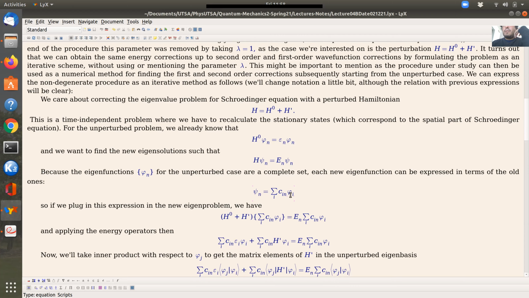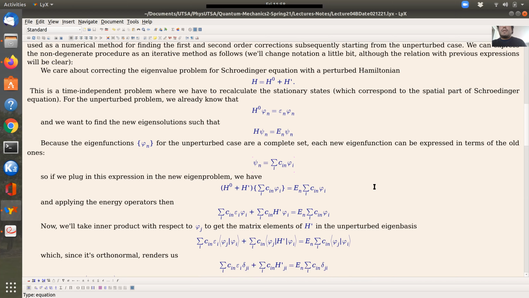So we have this expression, this expansion, in terms of all eigenfunctions with this coefficient. And of course, the index n identifies the new eigenfunctions you're interested in obtaining. The index i is the index of the sum. And the coefficient has this notation C i n, so that might be different as opposed to the previous notation we used. In any case, we're going to do part of what we did for non-degenerate perturbation theory, which is, let's plug in this expression, the series solution, right?